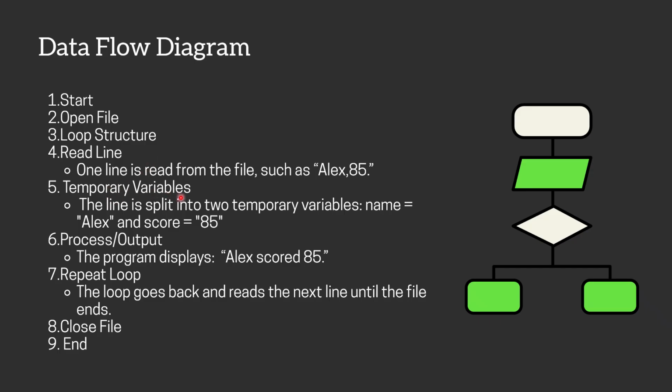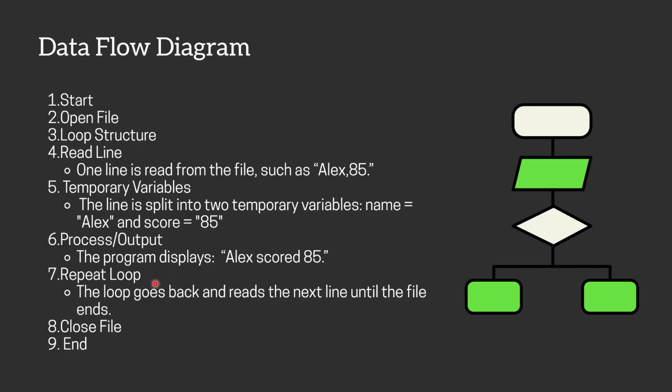Then you're going to have some temporary variables. The line is split, remember, into two temporary variables. You're going to have a name and a score. So for instance, the name would be Alex, and for that example, score would be 85. Then you're going to show in your diagram the process and output, and this is what the program is going to display.